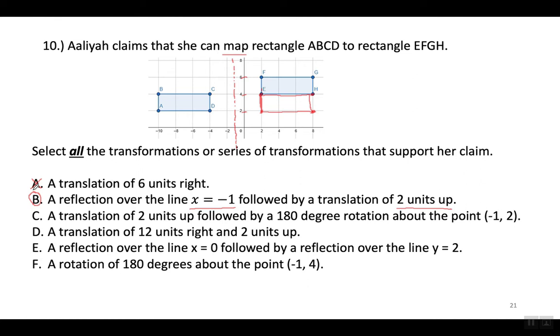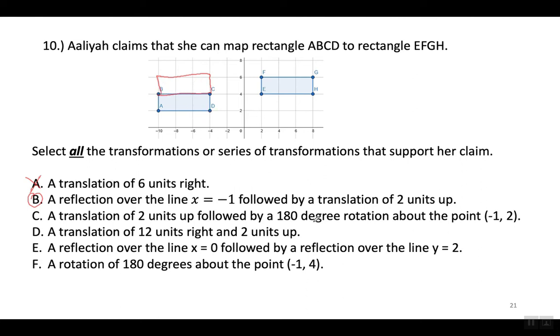Let's look at letter C. Let me erase everything I drew there though. Alright, so letter A is wrong, letter B is correct. Letter C says a translation of 2 units up followed by a 180-degree rotation about the point -1, 2. That sounds complicated, but you could just picture this, alright? So first of all, if I move this 2 units up, it'll be here. More or less. I didn't draw that that great, but it'll be there.